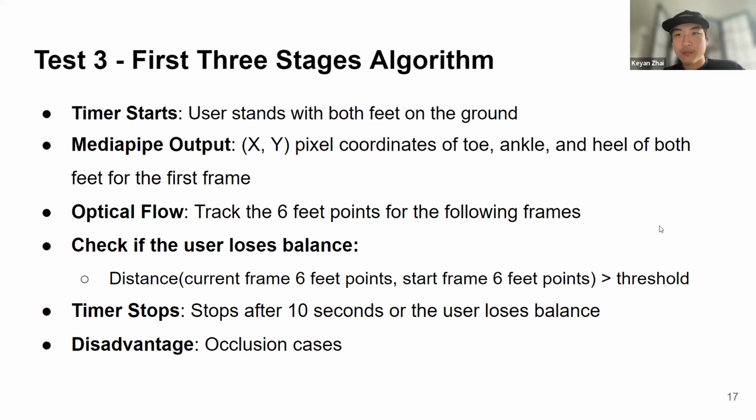However, one disadvantage is occlusions. For example, when one foot is hidden behind the other, our algorithm doesn't recognize if the hidden foot moves. However, that hidden area is quite small, and it is unlikely that someone who loses their balance would stay within the hidden area.